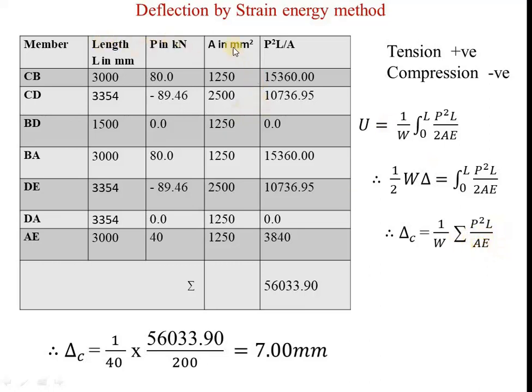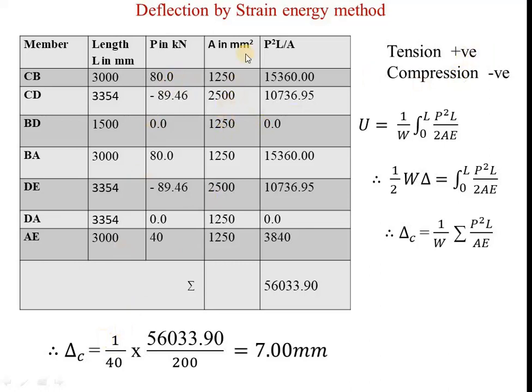Therefore, now I have included in this column P in kilonewton and A in mm square. First you enter all the members and write the corresponding length. Then P in kilonewton: if tension is there, you enter with plus sign; if compression is there, enter with minus sign.